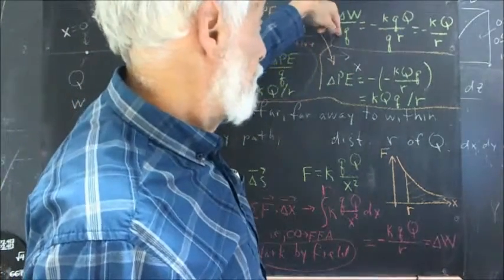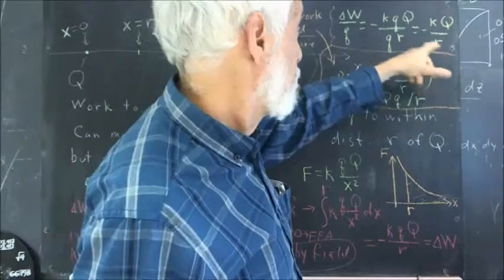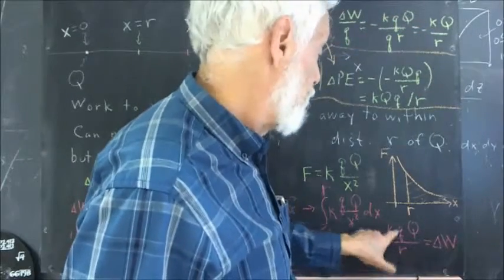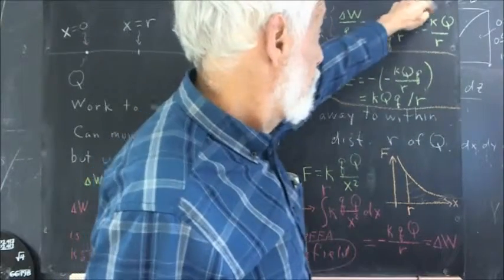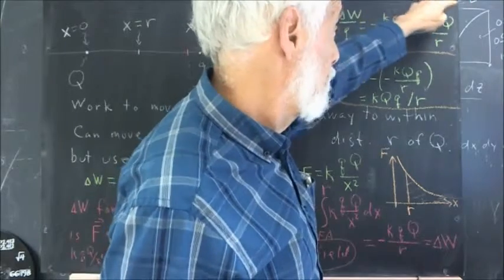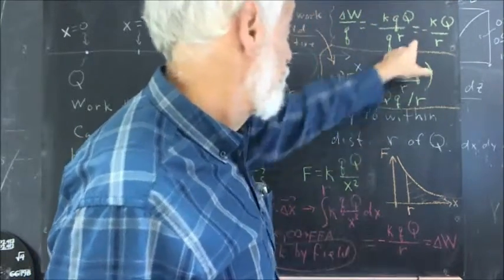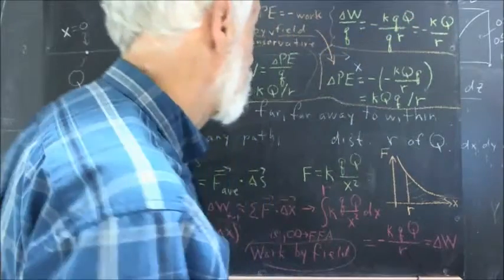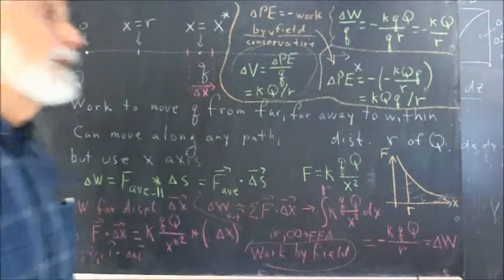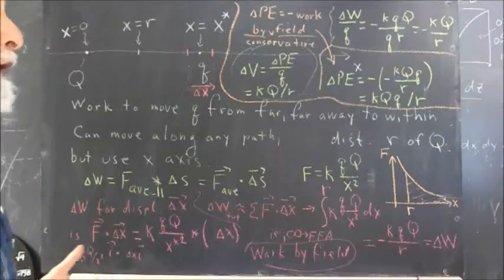Okay, so we divide that, and it's very clear that we divide that, and if we divide this by little q, we get kq over r, k times big Q over r, with the negative sign, so negative k times big Q over r. Now we ask, what's the change in the potential energy?